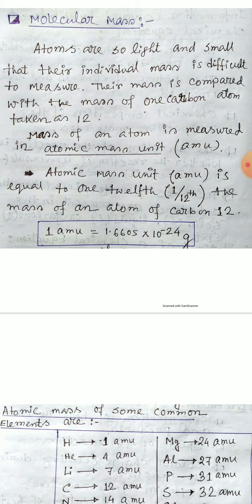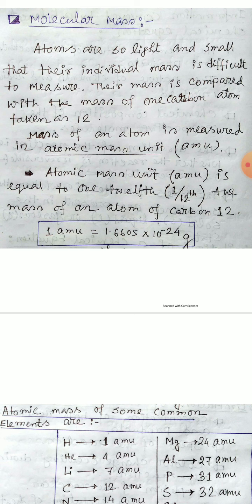One single atom cannot be visible. Then how will you measure the mass of a single atom? It is measured by comparing with the mass of one carbon-12 atom. So the mass of an atom is compared with the mass of one carbon atom taken as 12.